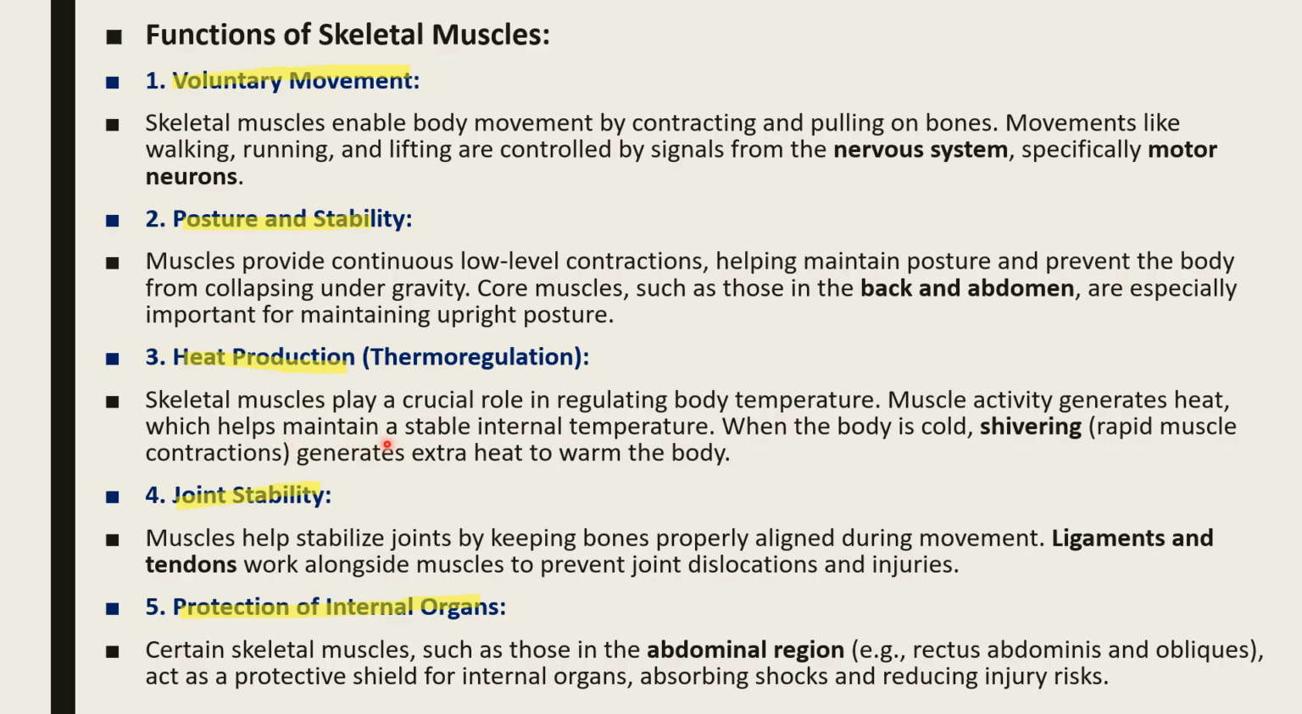Heat production. Skeletal muscles play a crucial role in regulating body temperature, with muscle activity generating heat which helps maintain a stable internal temperature when the body is cold. For example, shivering: rapid muscle contraction generates extra heat. Joint stability. It also gives stability to the joints. Protection of internal organs. Certain skeletal muscles, such as those in the abdominal region, rectus abdominis and obliques, act as a protective shield for internal organs, absorbing shock and reducing injury risks.